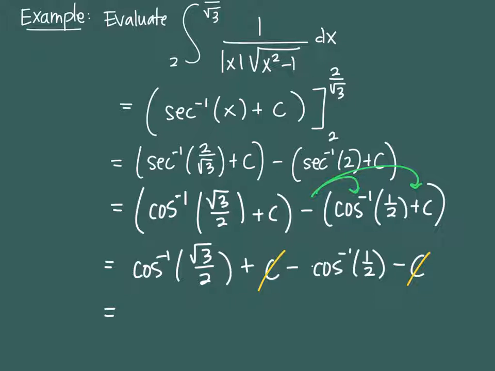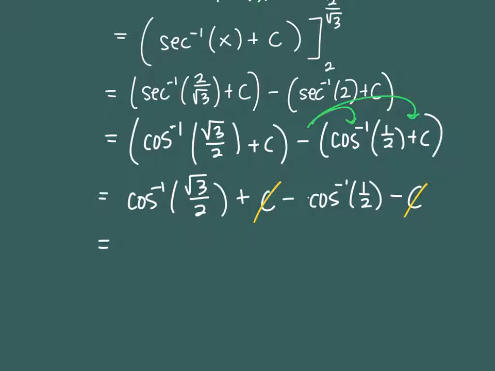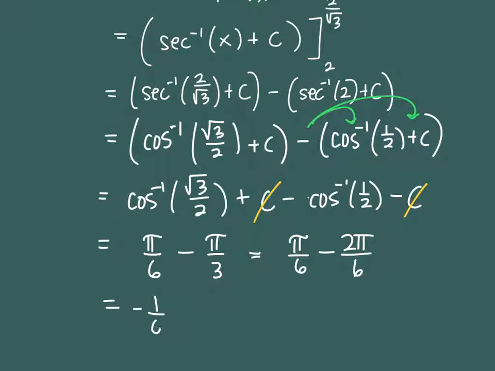And then this is where, again, you'll need to have a working knowledge of what values work on the unit circle for cosine, and you'll need to have the radian, the pi measure of where cosine is equal to rad 3 over 2. And so this is 1/6 pi, or pi over 6, minus, and then the cosine inverse of 1/2 is going to be pi over 3. And so the common denominators there would be pi over 6 minus 2 pi over 6. And you end up with negative 1/6 pi, or negative pi over 6.